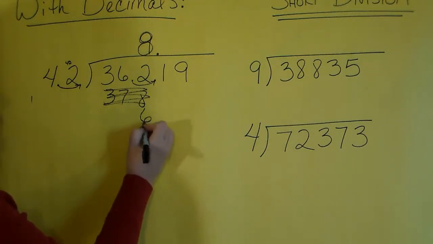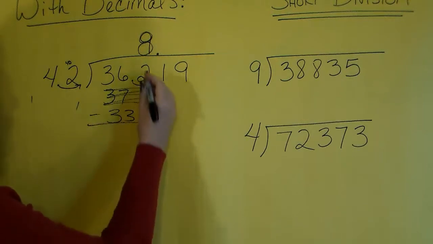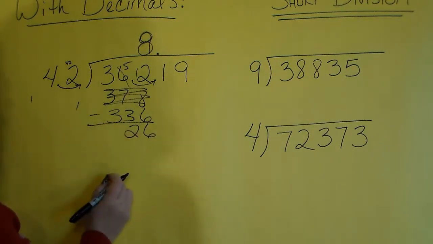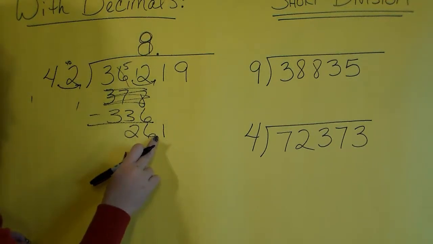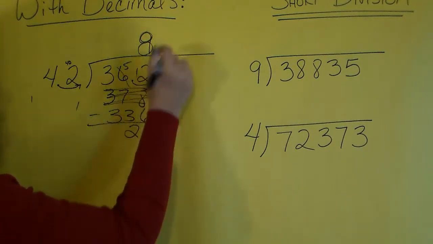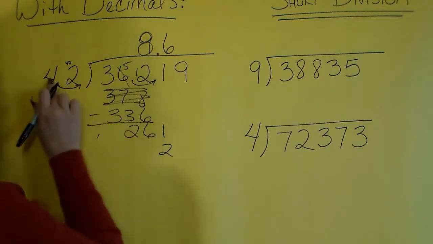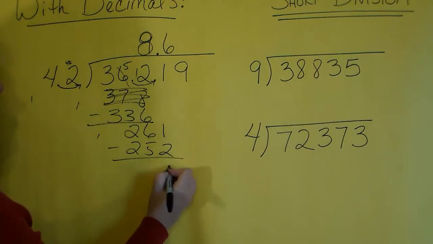8 times 2 is 16. 8 times 4 is 32, and 1 is 33. We subtract, and we get 26. We're going to bring down the 1. 40 goes into 26 6 times. So 42 goes into 261 6 times. I'm going to put my 6 up here. 6 times 2 is 12. 6 times 4 is 24, and 1 is 25. I'm going to subtract, and I get 9.